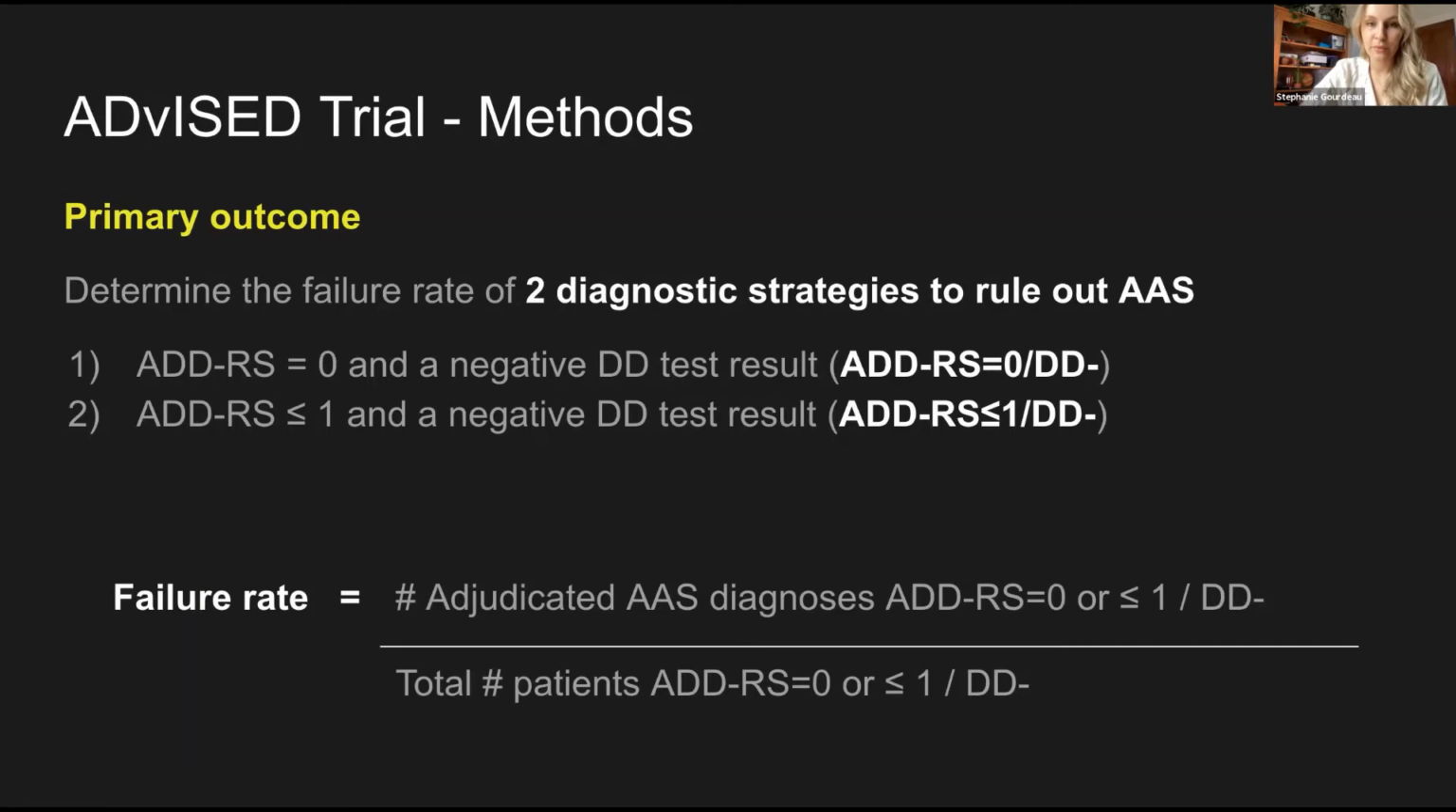The primary outcome was to determine the failure rate of 2 diagnostic strategies to rule out acute aortic syndrome. The first strategy was more conservative, using an ADDRS score of 0 and a negative D-dimer. The second strategy had a slightly higher threshold, using an ADDRS score of 1 and below and a negative D-dimer. And the failure rate represented the number of patients who were deemed low risk using either rule-out strategy, but actually turned out to have acute aortic syndrome.